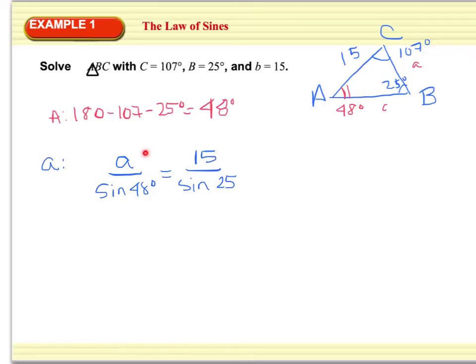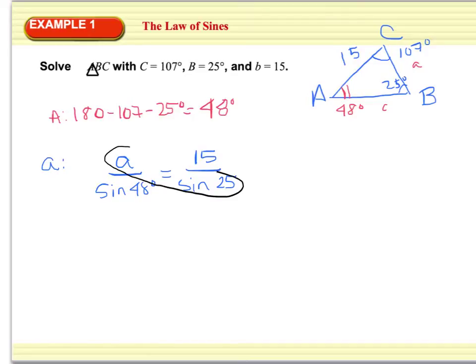So because I put my side length of A in the numerator and my sine in the denominator, I must also do the same thing when I plug in the side length of b and the sine of b. So it doesn't matter which ratio you use, you just have to be consistent. So now to go ahead and finish simplifying this, I can cross multiply.